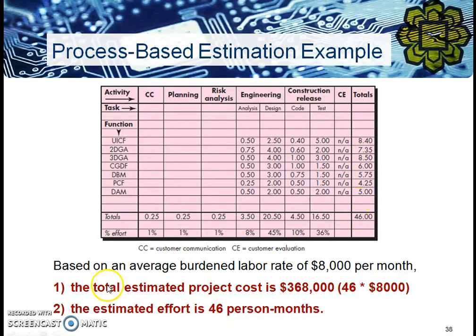In this case, the total estimated project cost is, here we get 46 multiplied by the historical data, which is 8,000 per month. So the project cost is 368,000, and the estimated effort is the value we have already calculated, which in this case is 46.